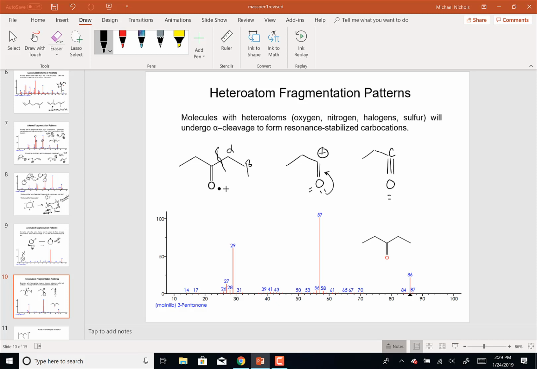And where does the plus charge go? To the oxygen. So that's the resonance structure.